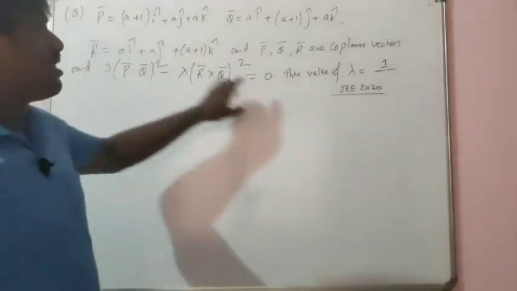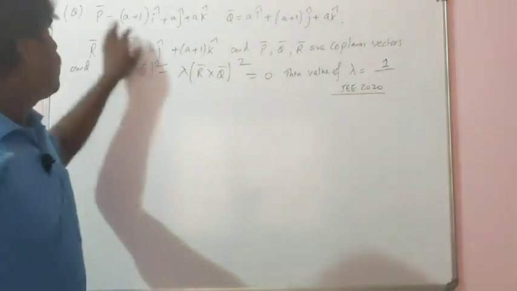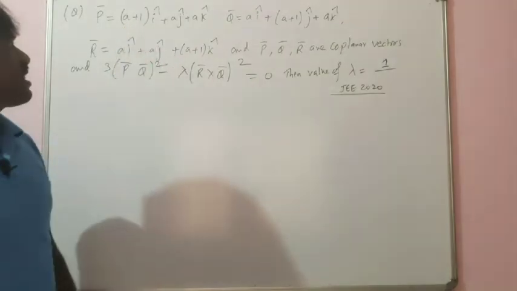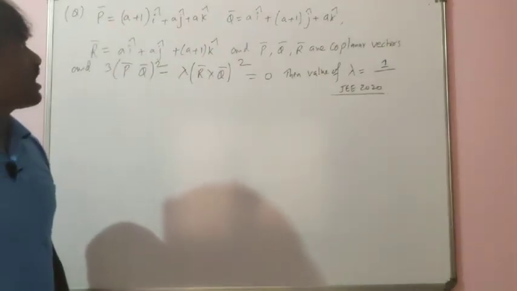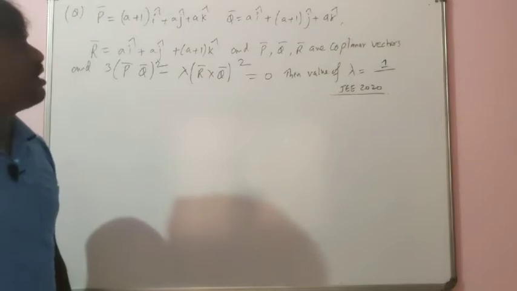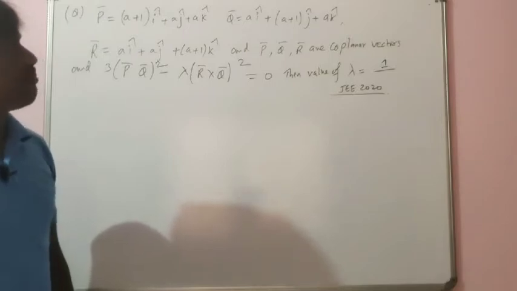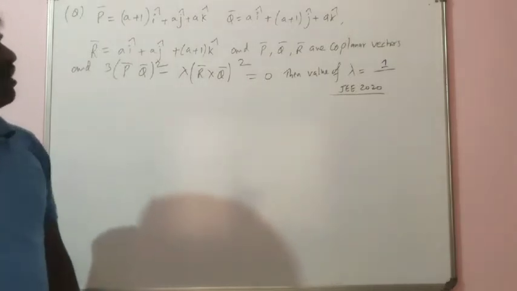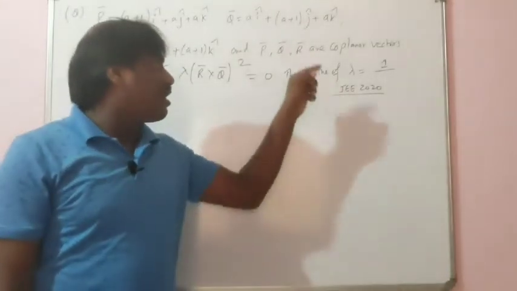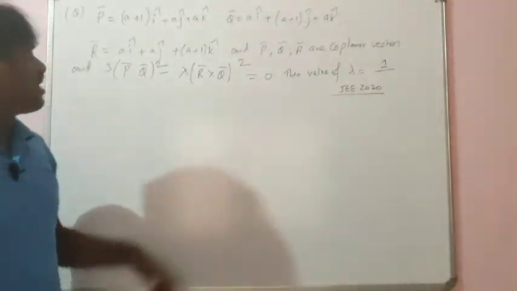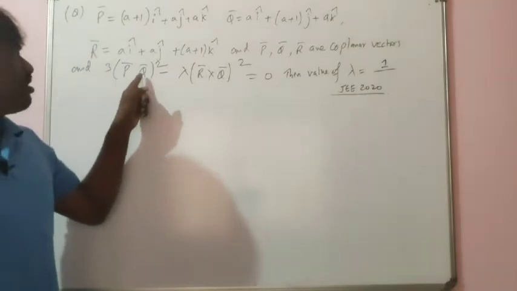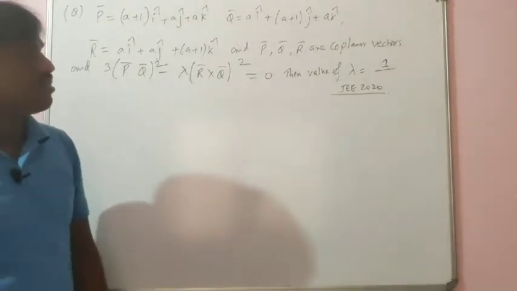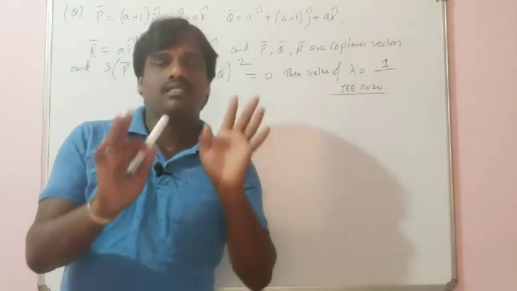This is the question which was asked in JEE 2020, 9th January. The given P vector is equal to (a plus 1) i cap plus a j cap plus a k cap. Q vector is equal to a i cap plus (a plus 1) j cap plus a k cap. R vector is a i cap plus a j cap plus (a plus 1) k cap, and P, Q, R are coplanar vectors. Then 3 times (P dot Q) whole square minus lambda times (R cross Q) whole square equals 0. Then what is the value of lambda? This is the question asked.